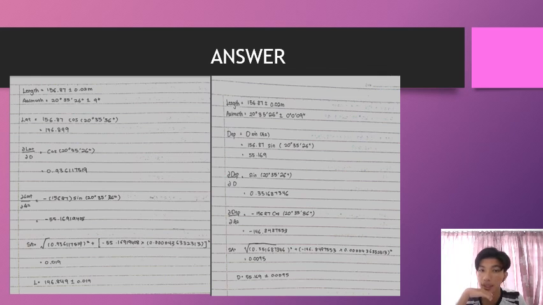And for the next, we will calculate the departure. The equation that was given for departure is distance sin azimuth. Like the previous one, we put the distance sin azimuth, which is 156.87 sin 20 degrees, 35 minutes, and 36 seconds. So the answer will be 55.169.